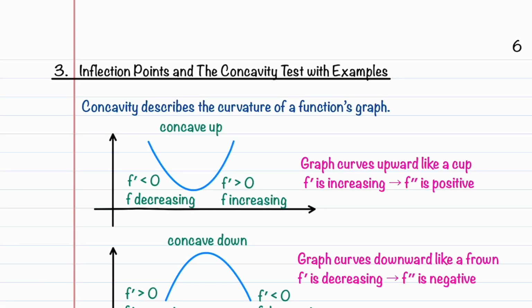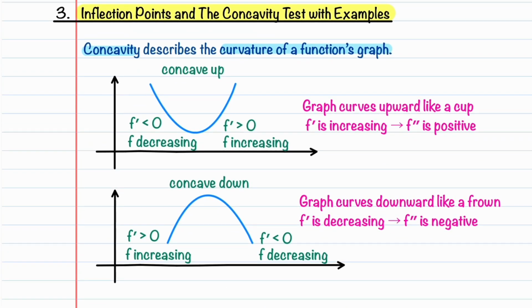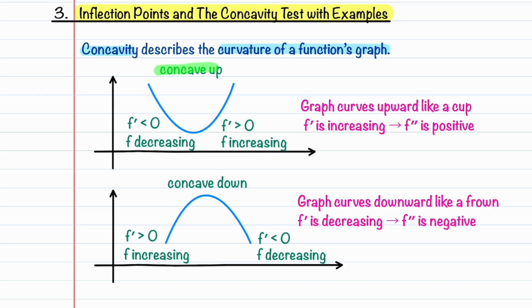We're now going to be learning about inflection points and the concavity test and walk through some examples. Concavity describes the curvature of a function's graph. If a graph is concave up, it curves upward like a cup. That kind of rhymes. Maybe that will help you remember it.